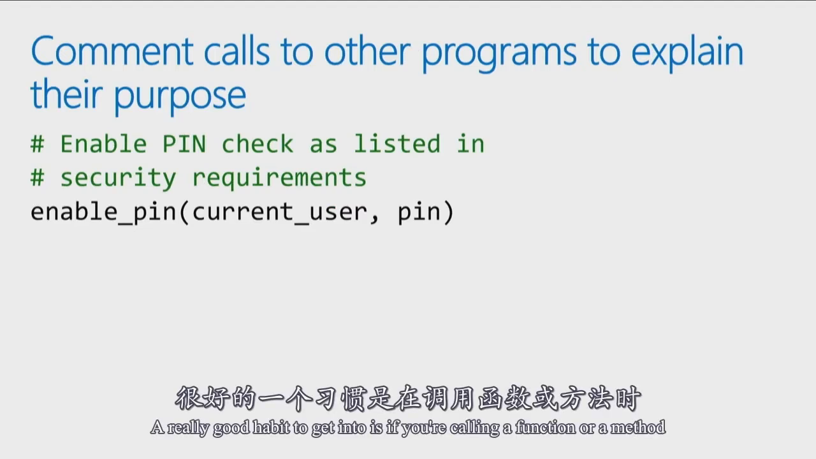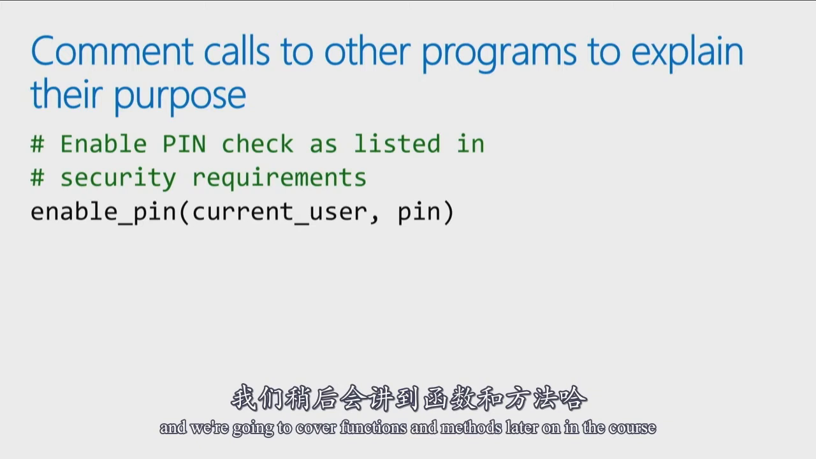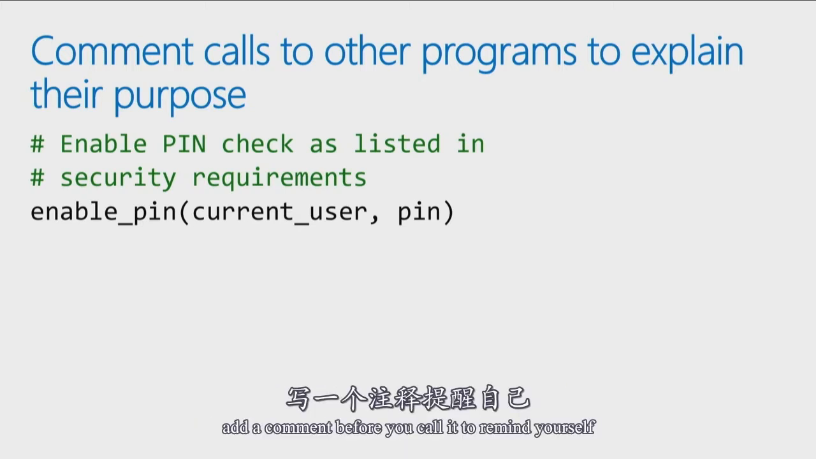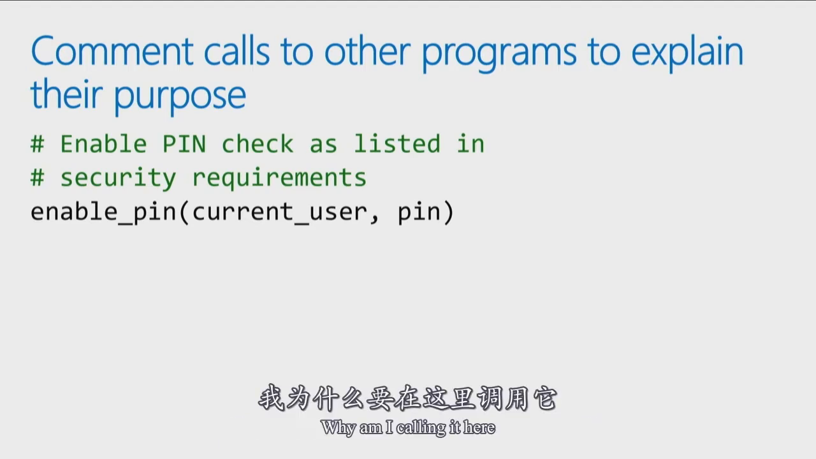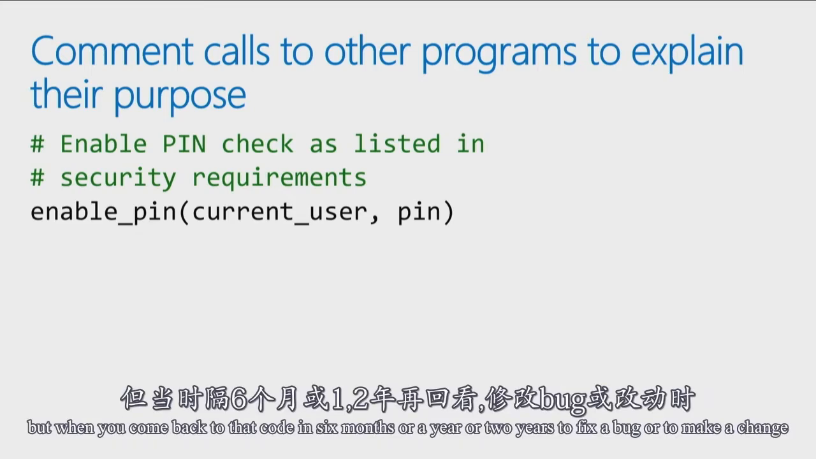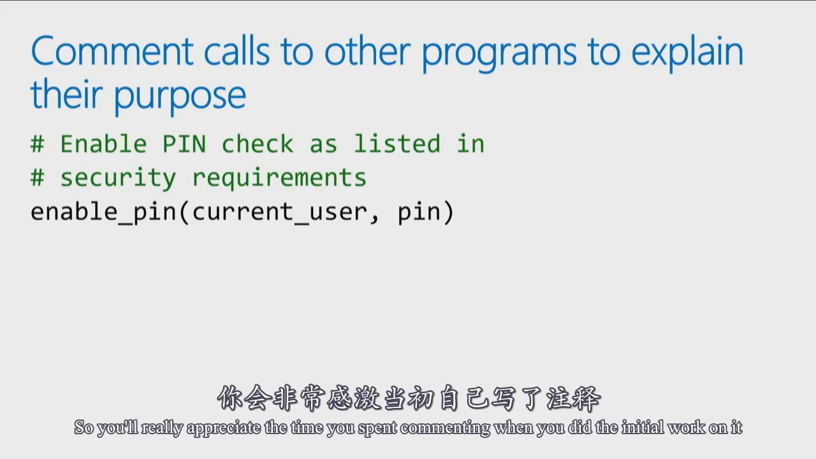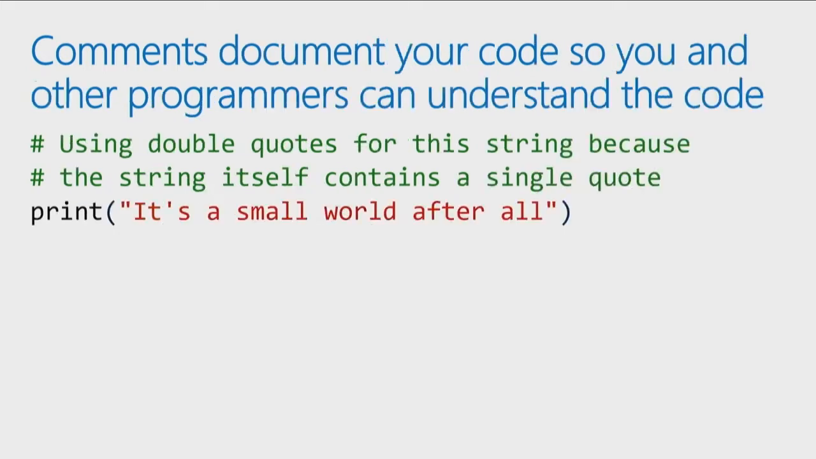A really good habit to get into is if you're calling a function or a method, and we're going to cover functions and methods later on in the course, add a comment before you call it to remind yourself, what does this function do? Why am I calling it here? Again, it might be really obvious to you when you're writing the code initially, but when you come back to that code in 6 months or a year or 2 years to fix a bug or to make a change, chances are you're going to forget a lot of the code you did. So you'll really appreciate the time you spent commenting when you did the initial work on it, when everything was fresh in your mind.